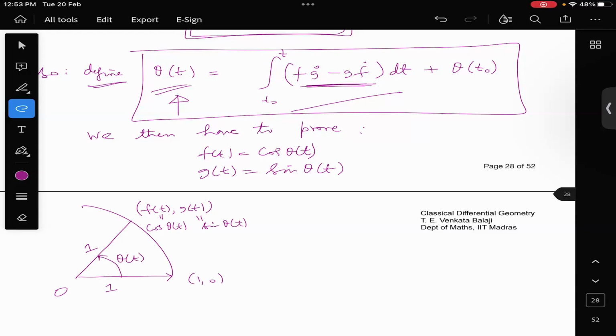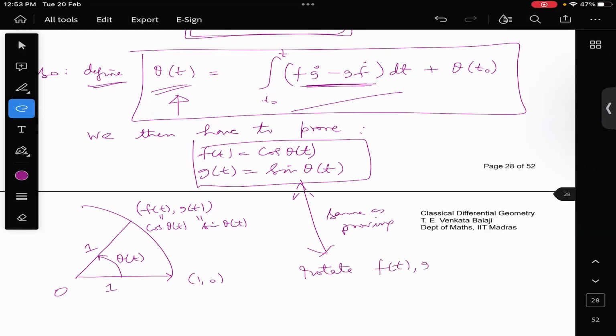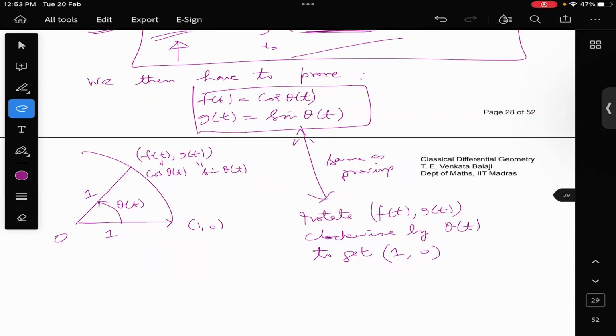But you see, if you think about it, this is the same as saying that you take this f t, g t vector, rotate it clockwise by theta t, and you have to get 1, 0, okay. So this is the same as proving: rotate f t, g t clockwise by theta t to get 1 comma 0. Okay, it is the same thing, right?